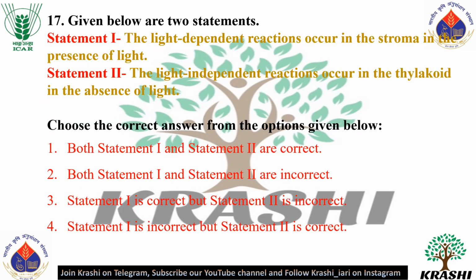Question number 17. Given below are two statements. The light-dependent reactions occur in the stroma in the presence of light. The light-independent reactions occur in the thylakoid in the absence of light. So both the statements are wrong, because light-dependent reactions occur in thylakoids, whereas the light-independent reactions occur in stroma. So both the statements are incorrect.